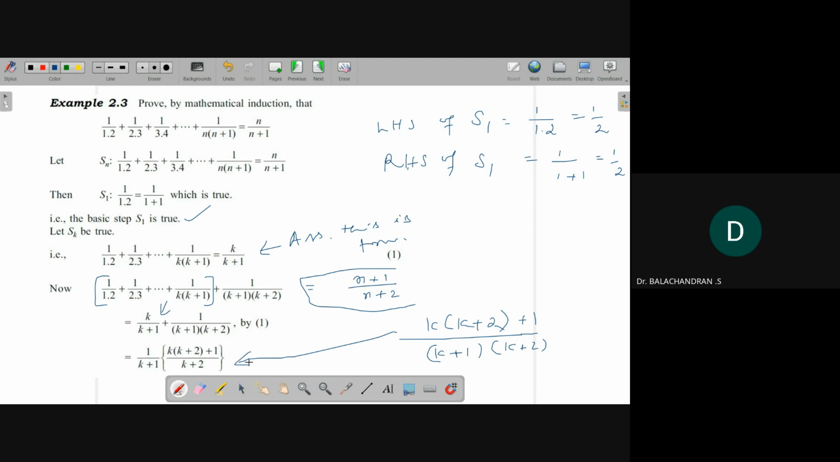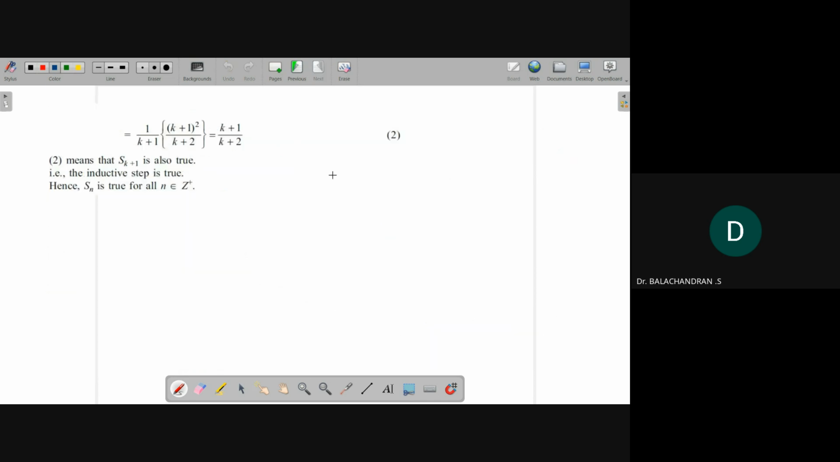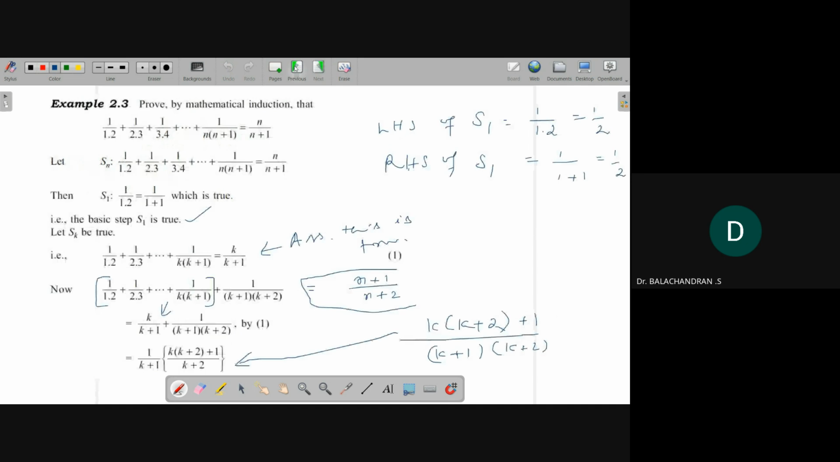The next step, we simplify: k square plus 2k plus 1. What is k square plus 2k plus 1? It is a plus b whole square form, so k plus 1 whole square.